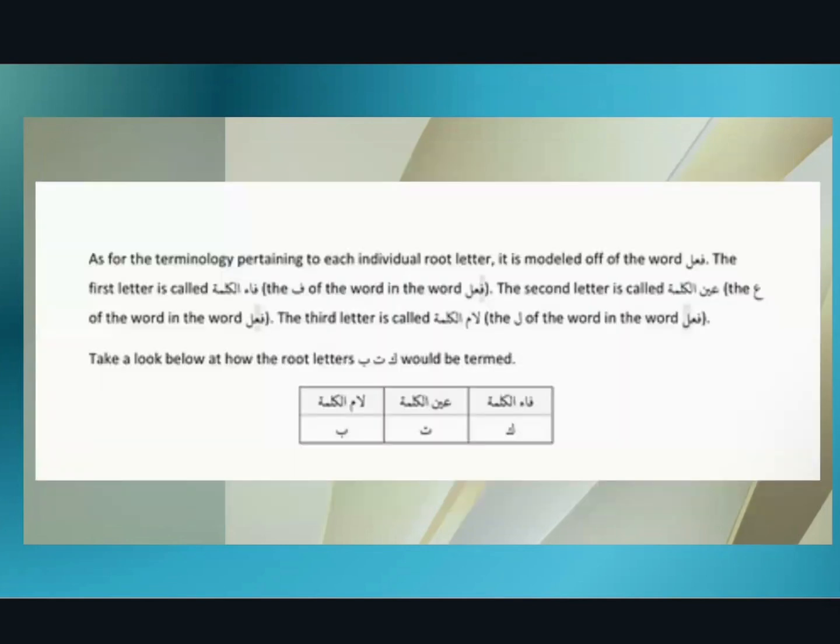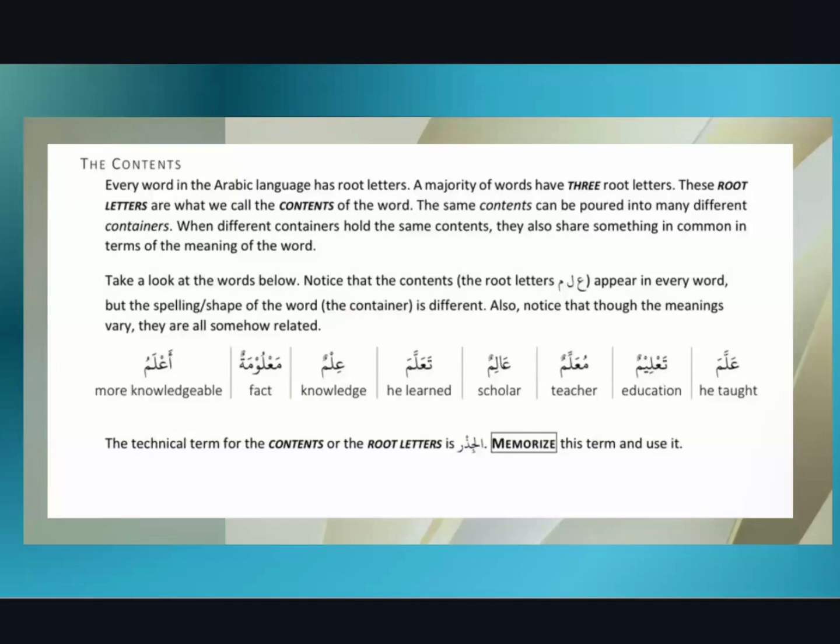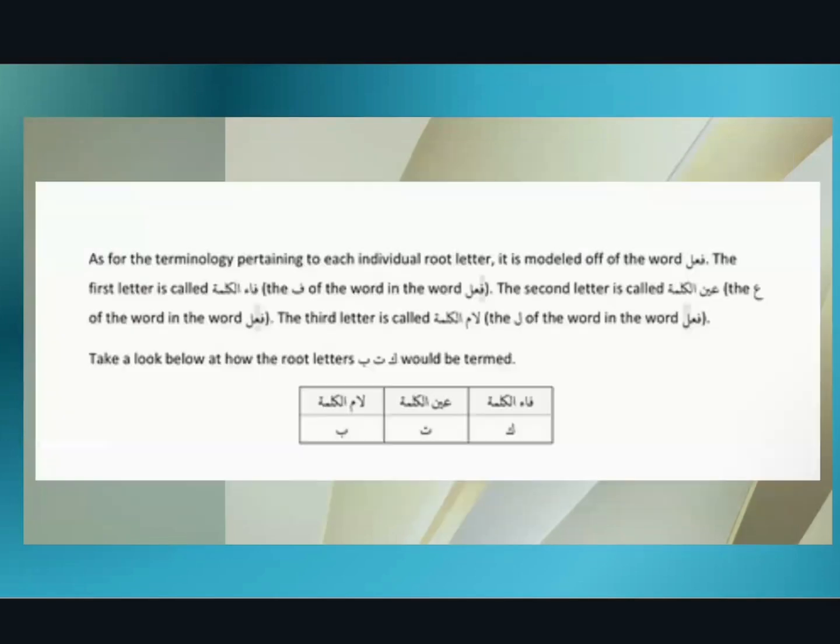So here we have a simpler example, kataba. Like in fa ain lam, ain lam mim, there are three letters in jumbled up order. But here we have kataba. Kaf is the fa al kalima, ta is the ain al kalima, ba is the lam al kalima. Fa ain lam.